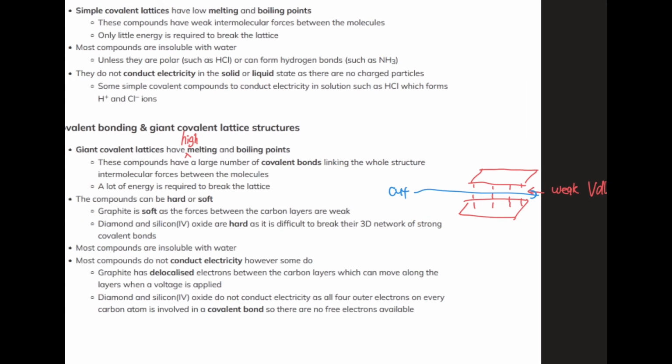Graphite is soft as the forces between the carbon layers are weak, which are these forces, the ones in dotted lines. Diamond and silicon dioxide are hard. Imagine diamond; this is sand, and sand is hard also, as it is difficult to break their 3D network of strong covalent bonds. They are tetrahedral in shape, linked together by covalent bonds. You need to break that, and it is hard, so that's why they are very hard.